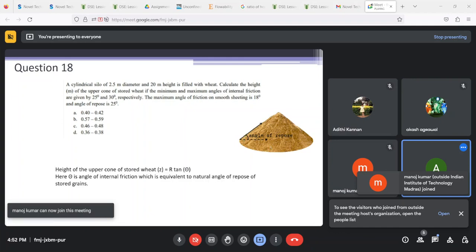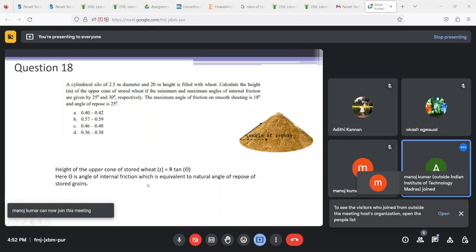So height of the upper cone, which is z, is equal to r tan theta, where theta is the angle of internal friction or the angle of repose. So in a conical region, the angle of internal friction is equal to the angle of repose. As you can see here, the minimum angle of internal friction is equal to the angle of repose. So if you take a tan of this angle, that will give you h by r, sorry, my bad. So the tan of this angle will give you h by r. You know the angle, you can calculate the tan of that angle. You know the radius, you can calculate the height from that.